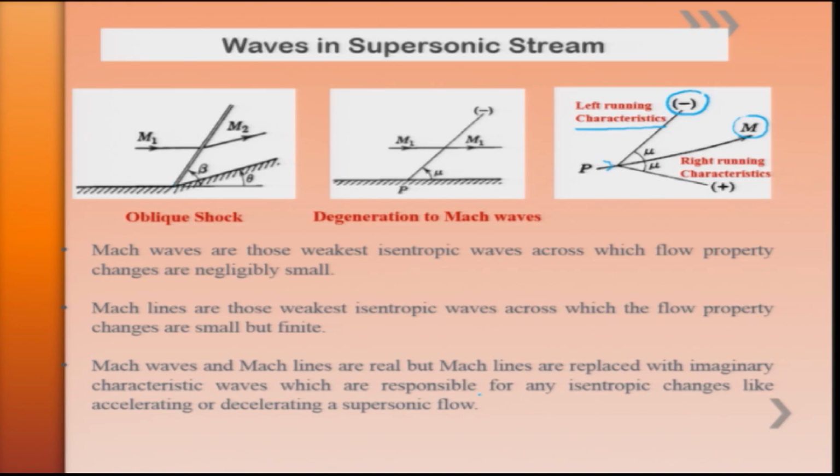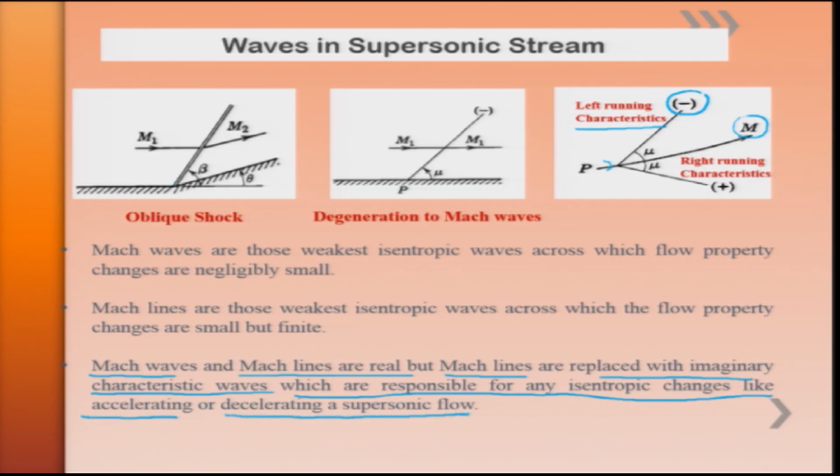We must remember that Mach waves and Mach lines are real, but these Mach lines are replaced with imaginary characteristic waves, which are responsible for any isentropic change like accelerating or decelerating a supersonic flow. As I said, this is the base for the method of characteristics, which is a very important tool in generating surfaces in the compressible flow regime, such as nozzles.